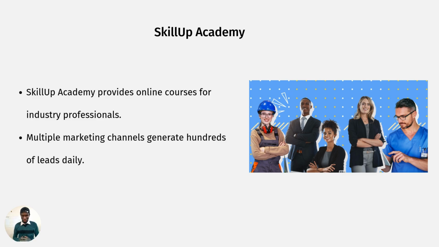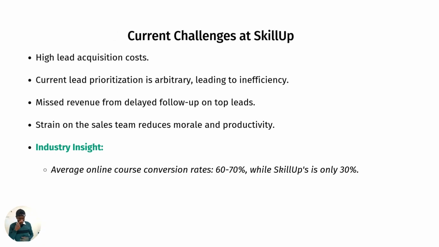They are obviously using multiple marketing channels, and through these channels they are able to generate hundreds of leads daily. One of the problems that Skill Up is facing is that the market is quite competitive, and due to that, the cost of acquiring prospects or clients is quite high. Since the acquisition costs are quite high, there is a need to prioritize the leads that they are working on to try and cut on that cost.